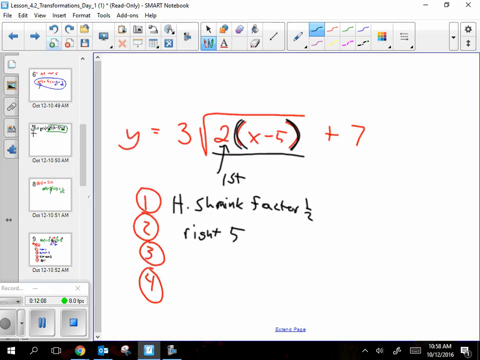Now we move to the outside where we have these 2 choices, and it's easyville because you know like opposite time. It's just what's normally first? Multiply? Yeah, so you do that first. So that is vertical stretch factor 3 and up 7.